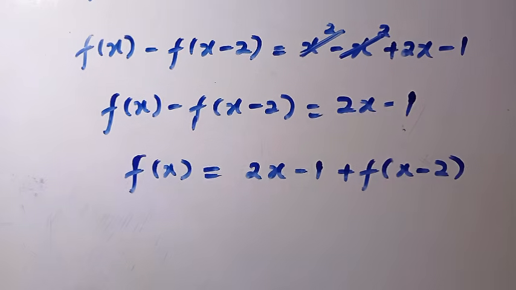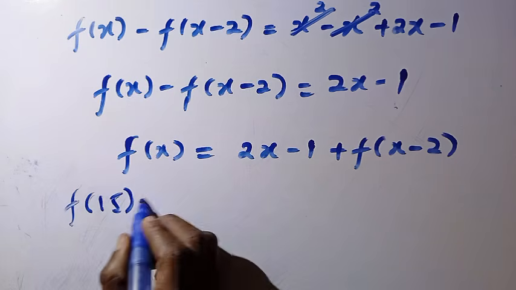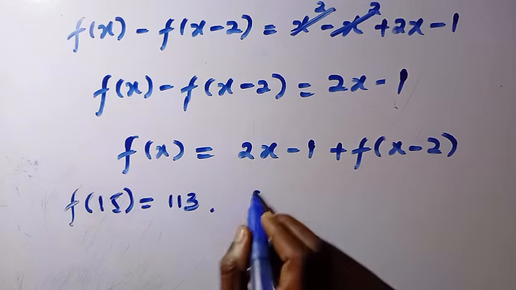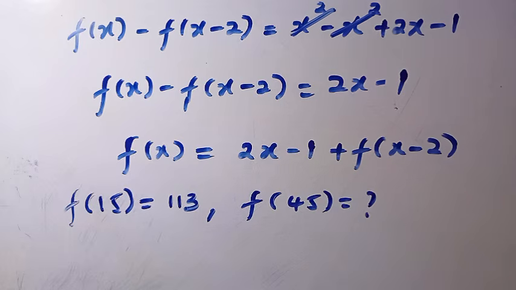So this is the most interesting part of this. We have to make it in a general form so that we don't need to find all the f's before we can get f of 45. And what we'll do is, looking at what we are given, which is f of 15 equals 113, and we are given f of 45 as what we are looking for.